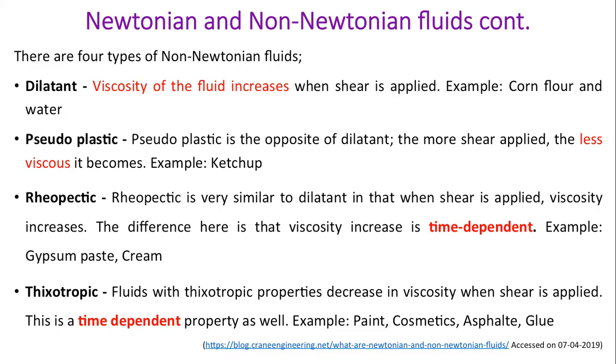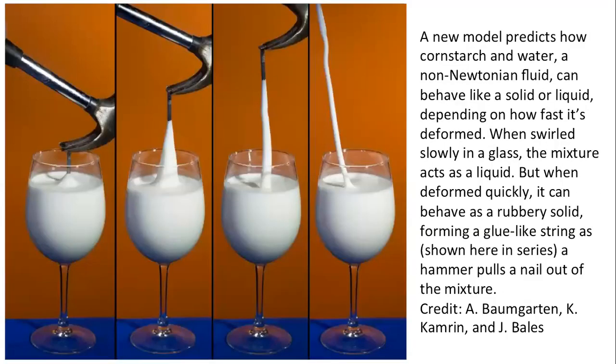So there are two other terms, rheopectic. The same thing will happen, but it is time dependent, right? It means viscosity will be increased with the shear. In thixotropic, viscosity will be decreased with the shear force, but time is very important, right? You can find some examples.